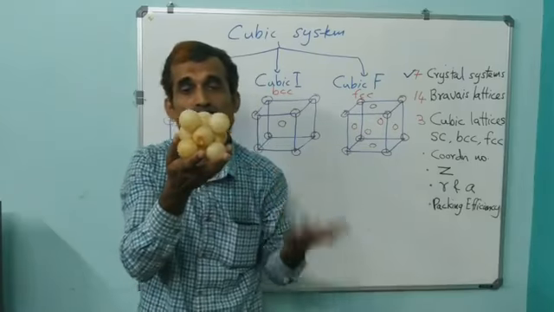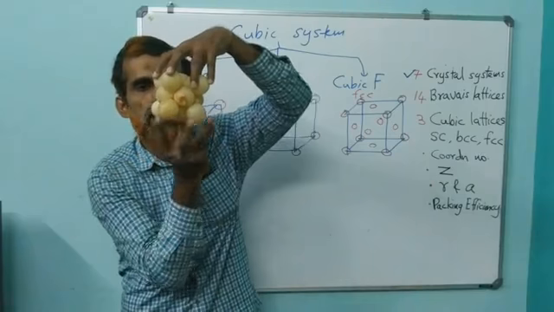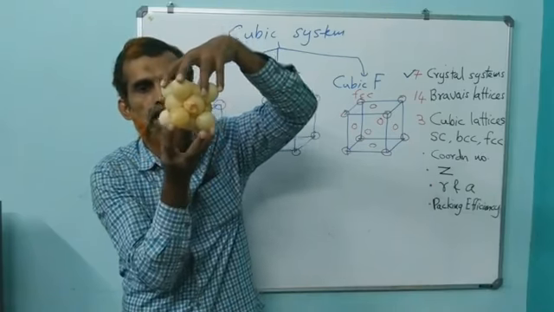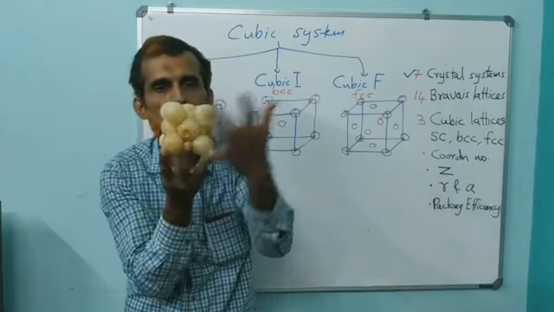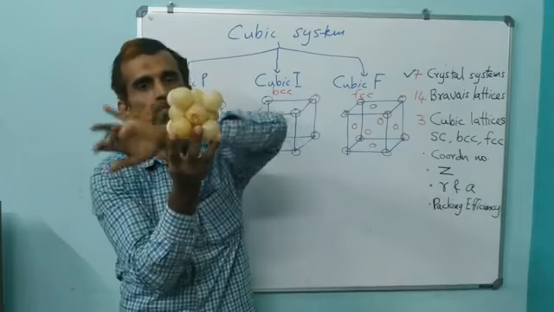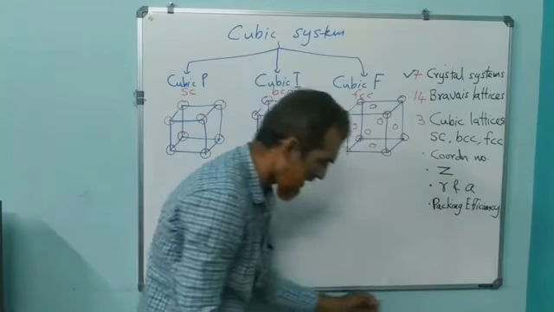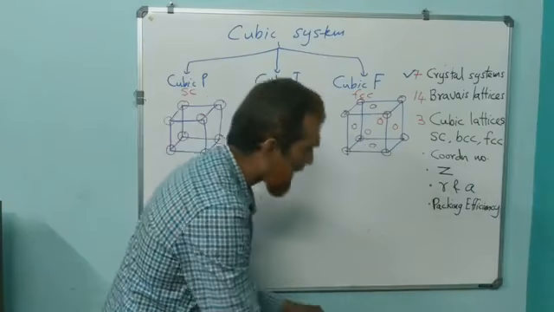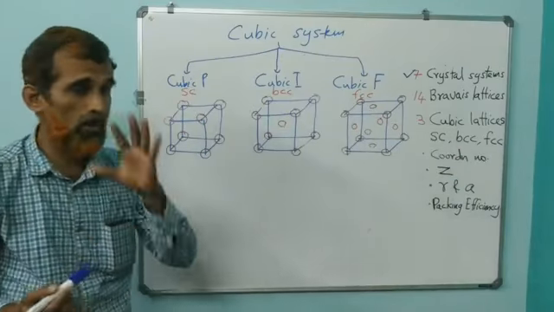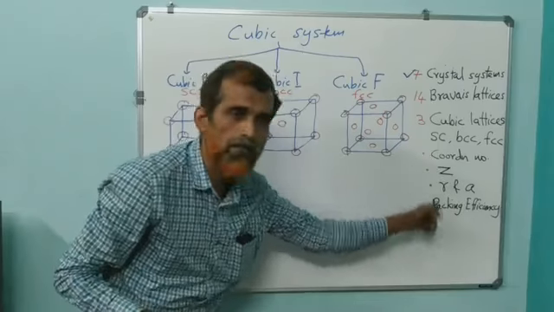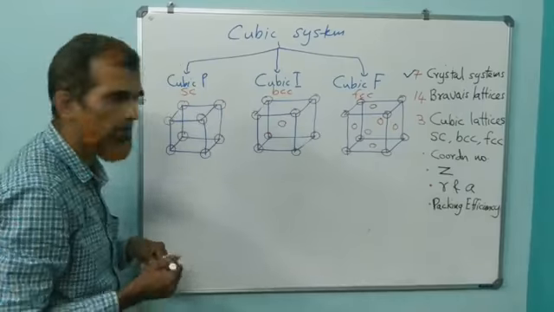Look at this. This is the FCC model. There are 8 corner particles, right? These are the 4 corner particles here, and these are the 4 corner particles here. And there are face-centered particles 1, 2, 3, 4, 5 and 6. This is the FCC model. Okay. Now, regarding these 3 types of cubic lattice, we have to understand 4 important points. I will tell it quickly. These are all very familiar points.